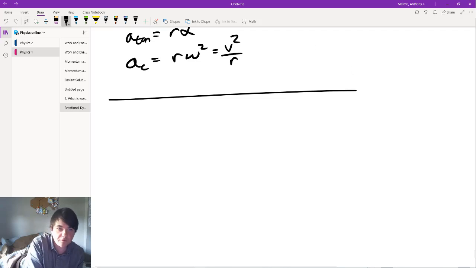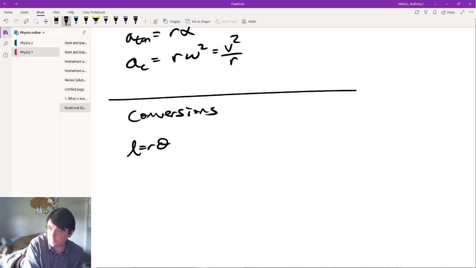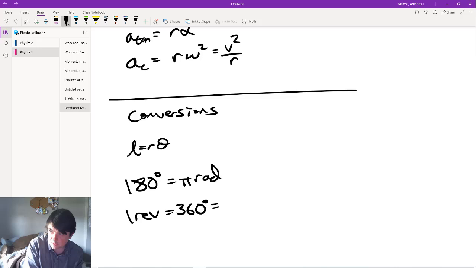We have conversions. L equals r theta. So 180 degrees equals pi radians. 1 revolution equals 360 degrees equals 2 pi radians. I should say degree to radian, or vice versa.